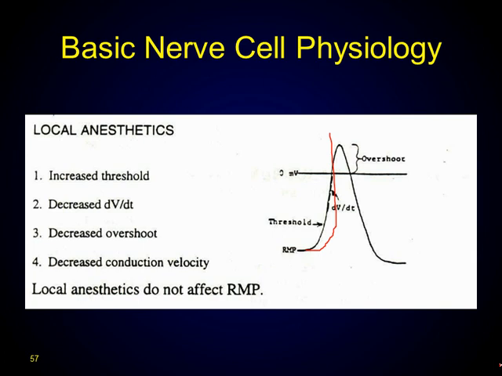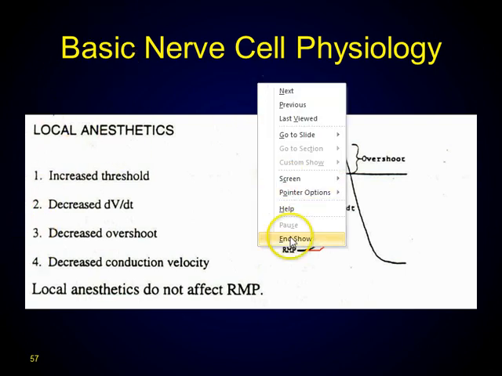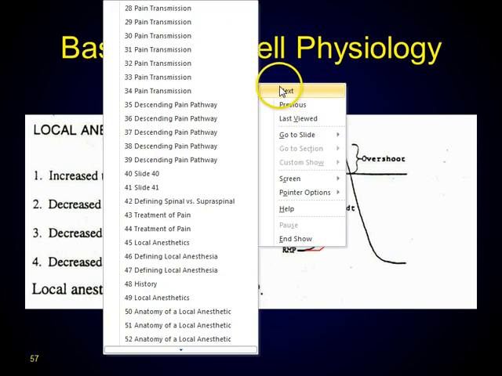Now, has resting membrane potential changed? No. You're just making it harder to do what? Reach threshold. And where do you summate all of these potentials? Exactly, at the axon hillock.